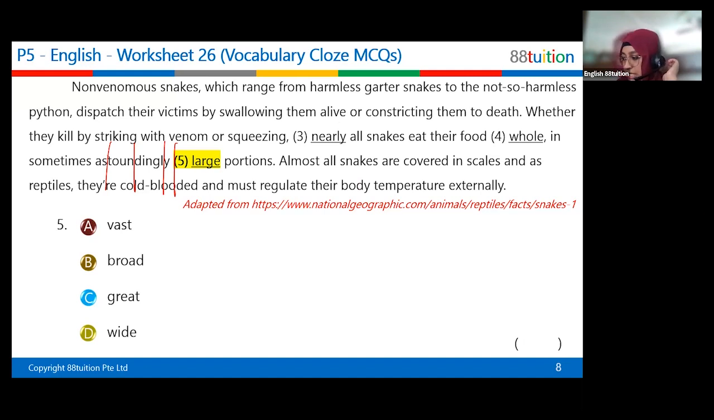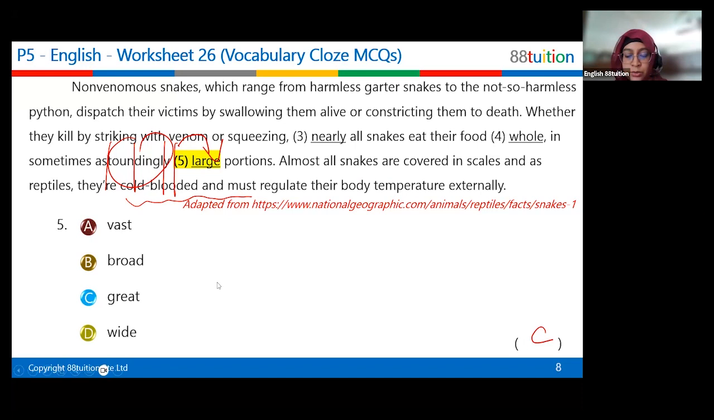Okay, basically this is the keyword. Astoundingly means shockingly great. You are right, so it's C, in great portions. Most of you got it right. This is the keyword, astoundingly. So that's why it's great portions, like wow, that kind of thing. And almost all snakes are covered in scales, and as reptiles, they are cold-blooded and must regulate their body temperature externally. So they are all cold-blooded reptiles. And we mammals are warm-blooded, right? I hope you guys have already learned that in science.